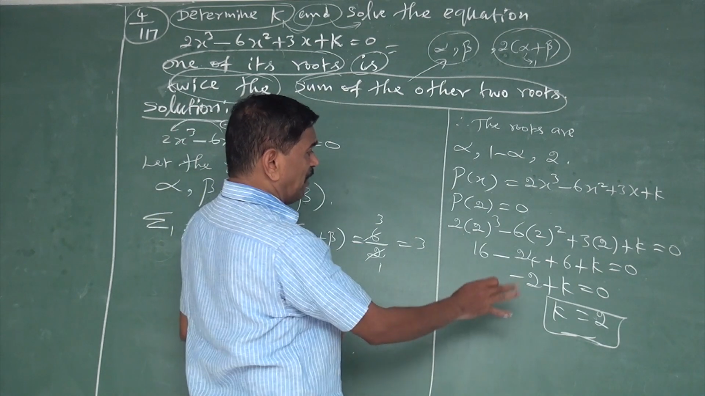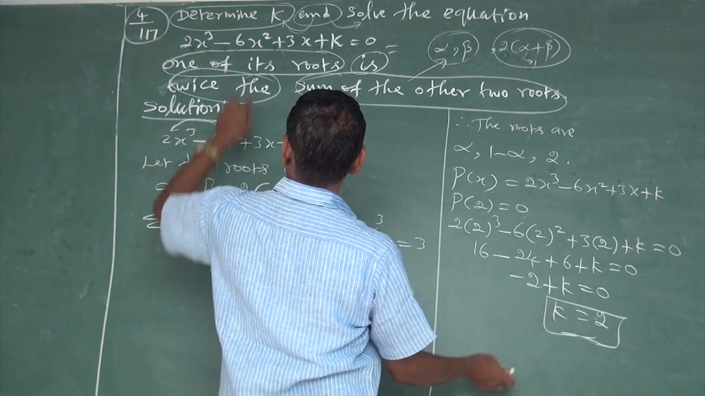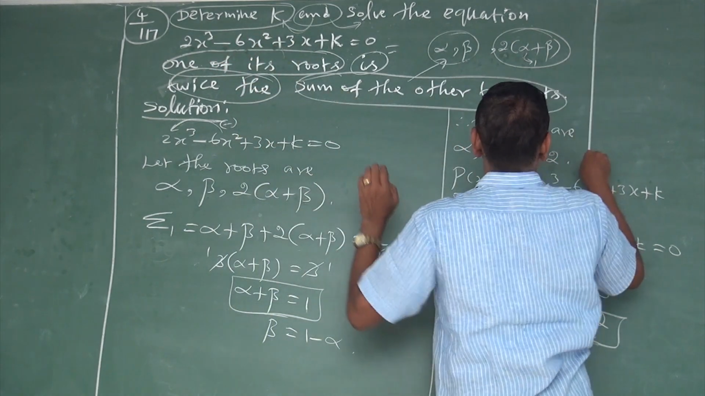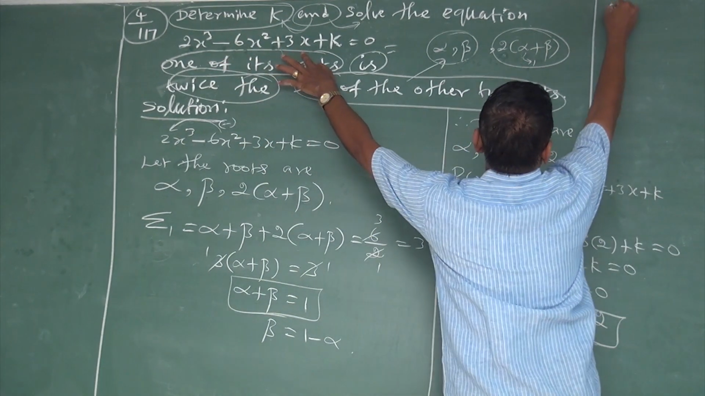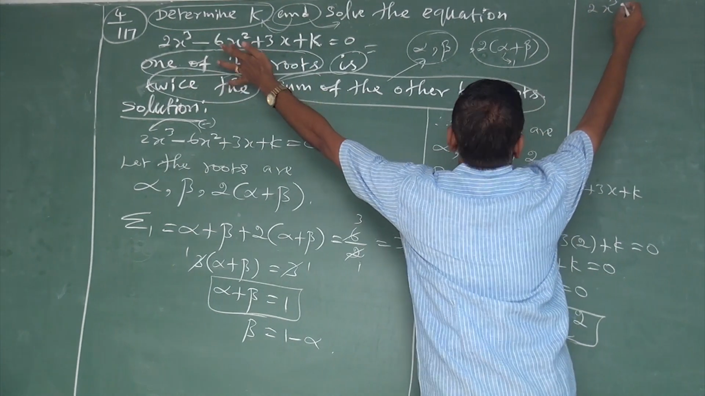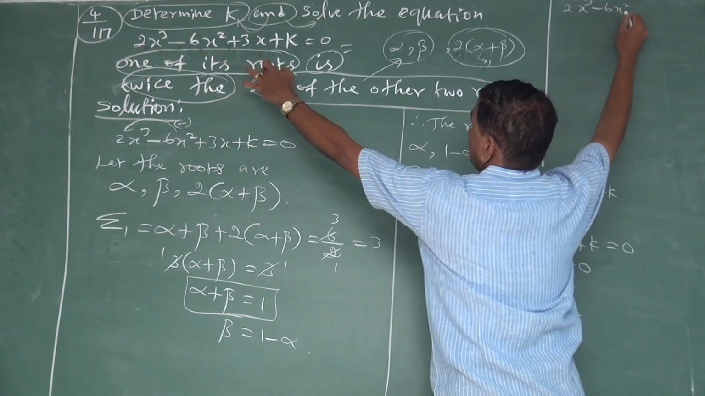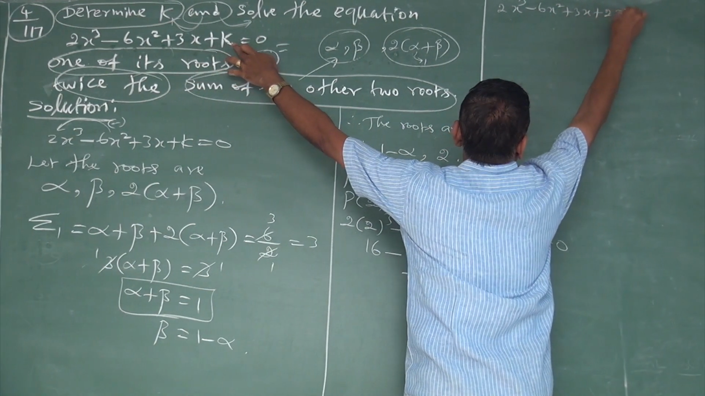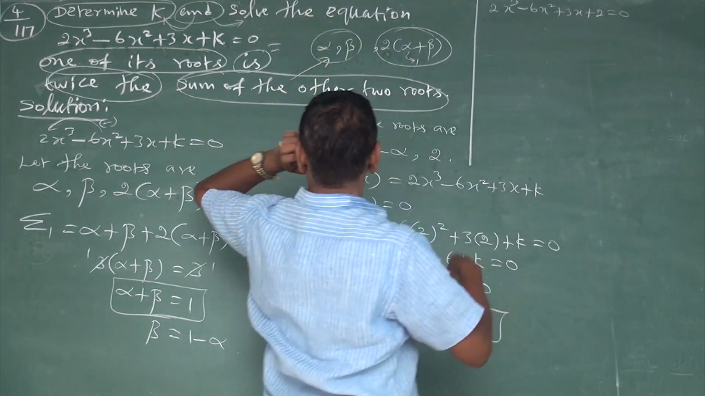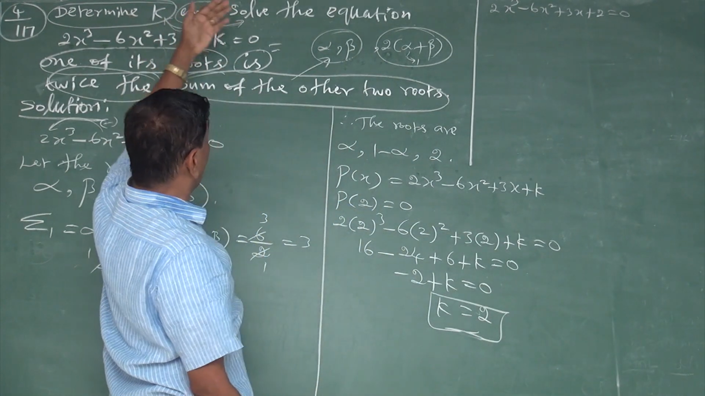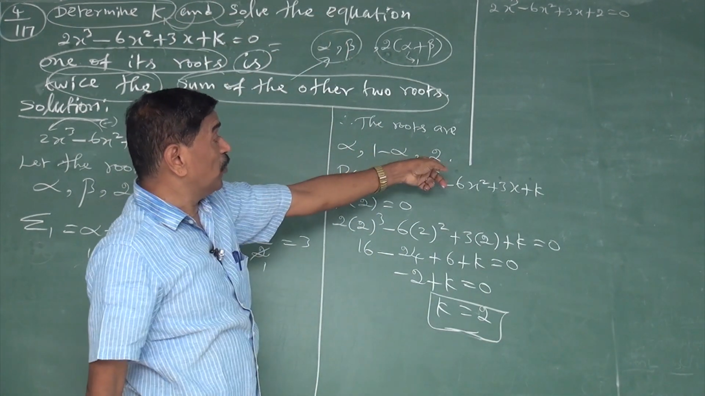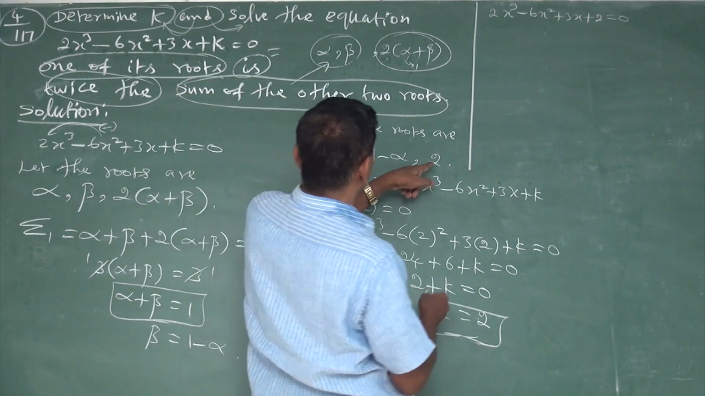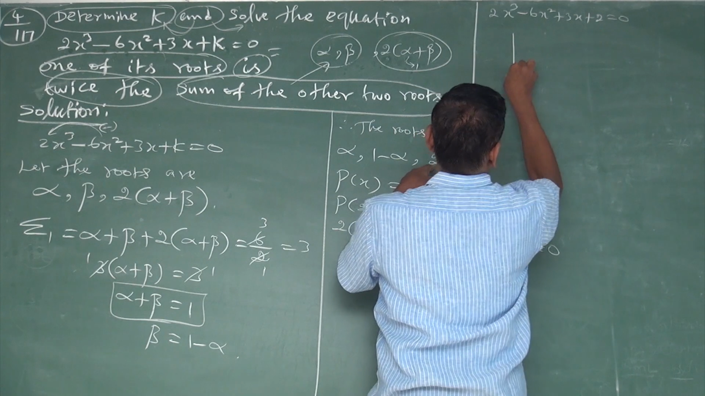Now, k value is ready. Now substitute the k value in the given cubic equation. Therefore, the given cubic equation becomes 2x cube minus 6x square plus 3x plus 2, where k is equal to 2, which is equal to 0. Again, k value is ready, so solve the equation. If one root is 2, use synthetic division.